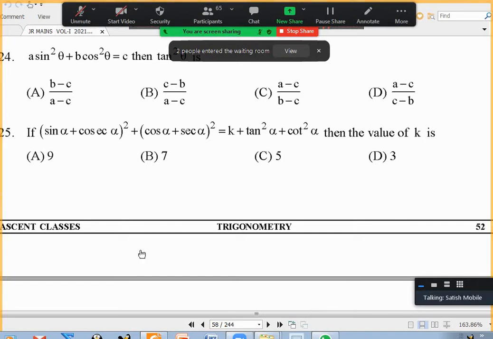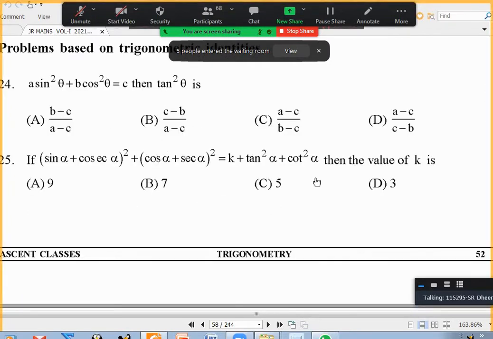I gave 10 questions yesterday as homework, which are based on simple identities. I'm sure many of them you can do on your own, but still, anybody, any doubt, I'm ready to discuss. So feel free if you have any doubt. Sir, 24th question. Sir, 29. Okay. Sir, 24th. Okay, all right.